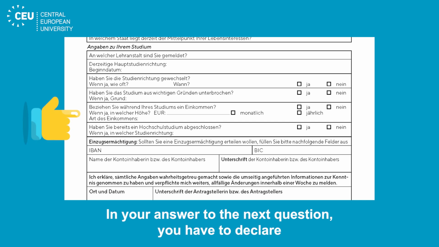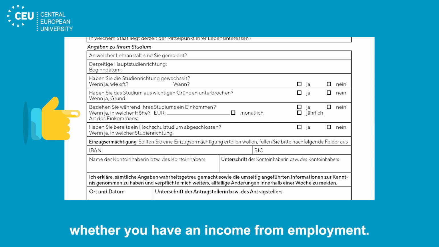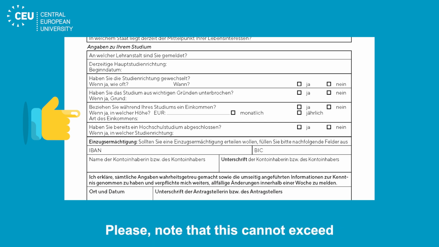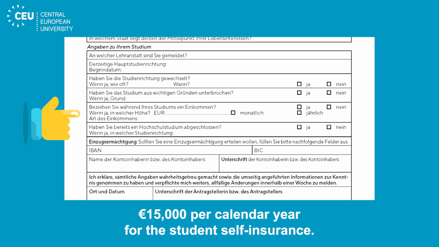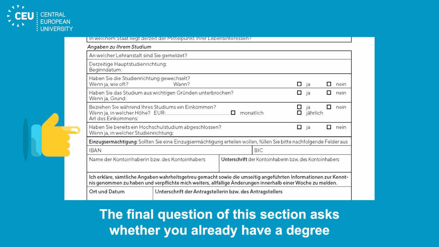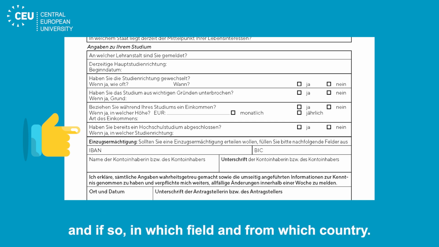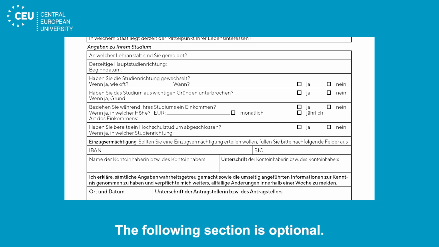In your answer to the next question, you have to declare whether you have an income from employment. Please note that this cannot exceed 15,000 euros per calendar year for the student self-insurance. The final question of this section asks whether you already have a degree and if so, in which field and from which country. The following section is optional.